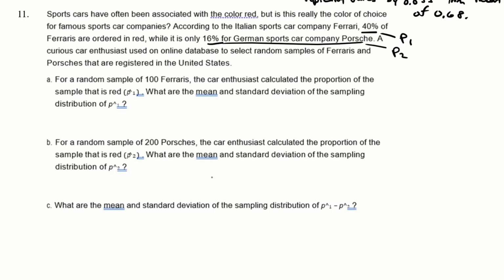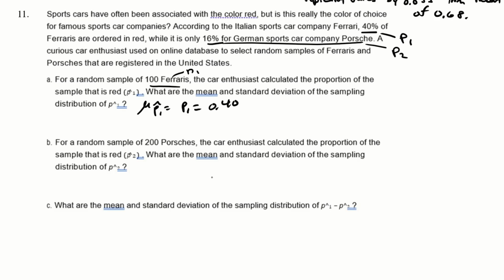Okay, random sample of 100 Ferraris. So there's your N1. For a random sample of 100 Ferraris, the car enthusiast calculates the proportion of the sample that is red. What are the mean and standard deviation of the sampling distribution of p hat 1? So the mu of p hat 1 is just p1, which is simply 0.40. Pretty straightforward.